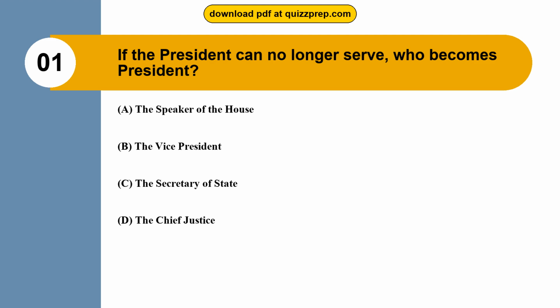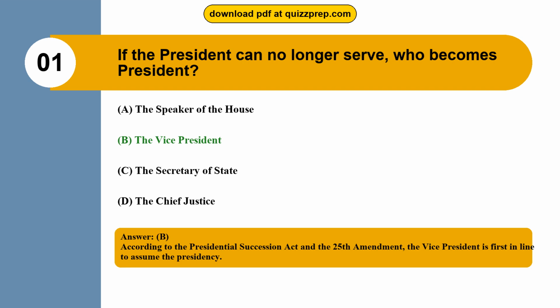Question 1. If the president can no longer serve, who becomes president? Option A, the Speaker of the House. Option B, the Vice President. Option C, the Secretary of State. Option D, the Chief Justice. The correct answer is option B, the Vice President.